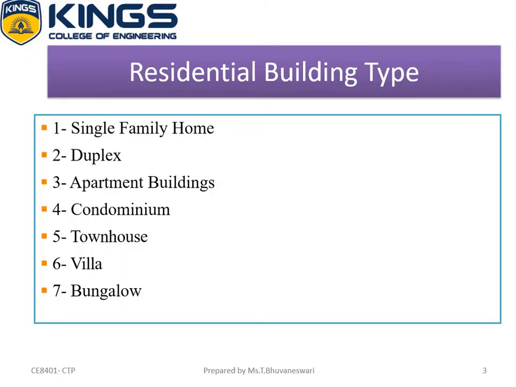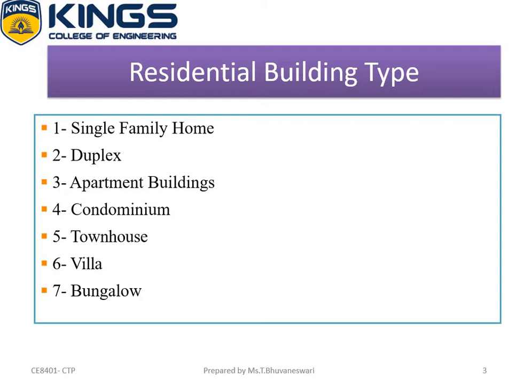Here we can see the residential building types. The first ones are single family home, duplex, apartment buildings, condominium, townhouse, villa and bungalow. So what is a single family home? Single family residential buildings are most often called houses or homes.